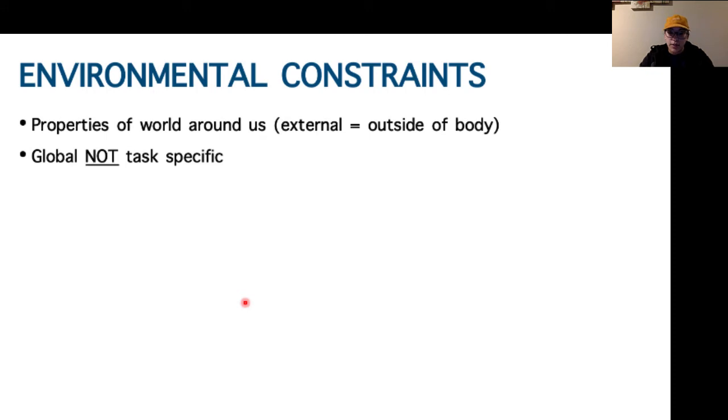The next type of constraint that we talk about in this class are environmental. So environment, think external to the body or outside of the body. And these are constraints that are related to the properties of the world around us. Okay, so one distinction to make: environmental constraints are global and they're not task specific. So both environmental and task constraints are external to the person. Okay, so global, think whatever's in the environment that's not specific to the specific task a person's performing.